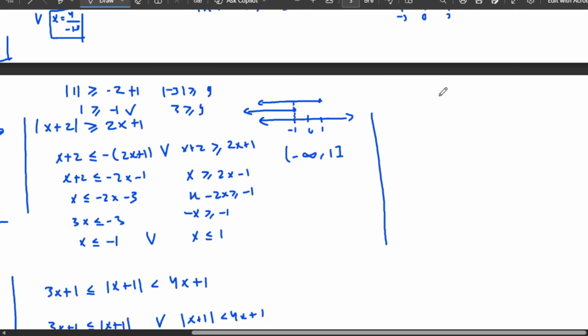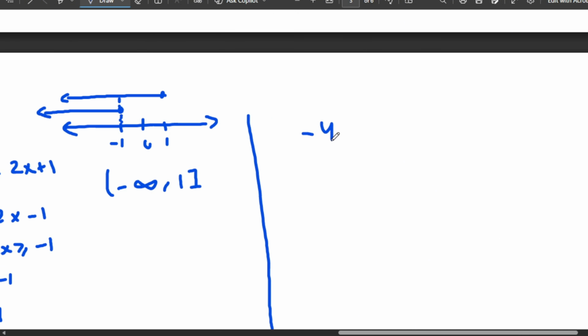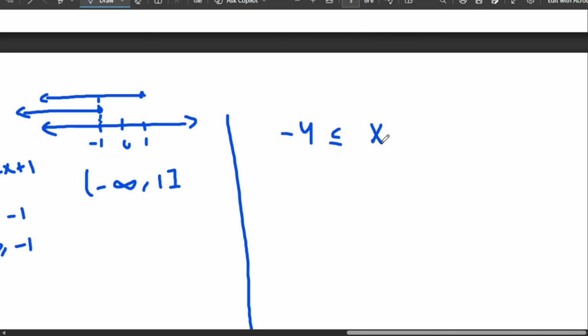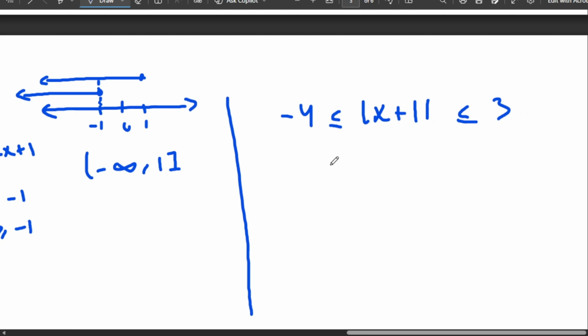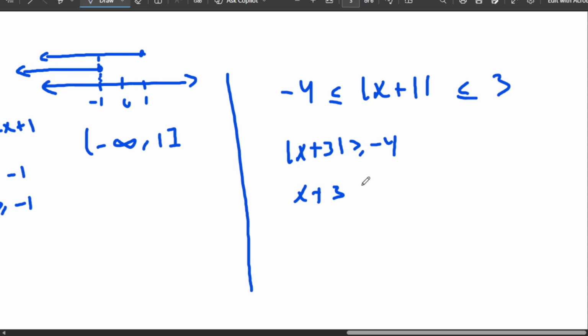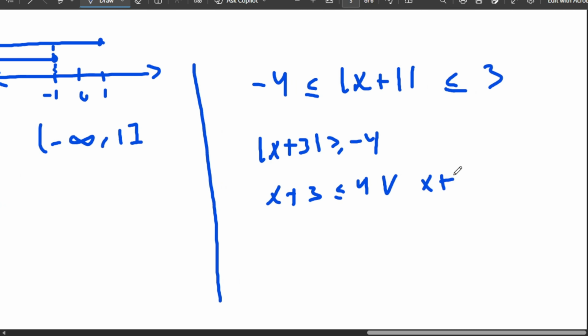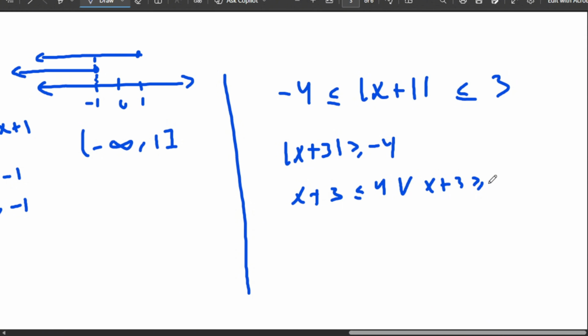Okay, another example would be, let's say, a simple one: the absolute value of x plus 3, and be in between this. We split this into 2: negative 4, so x plus 3 must be greater than or equal to negative 4, and x plus 3 can be less than or equal to 4, or, oh sorry, x plus 3 is greater than or equal to negative 4.